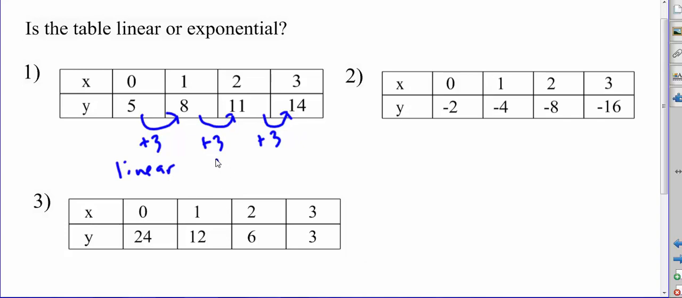We would say that we have a common difference of 3. I know it didn't ask that in the instructions, but I think it's good to think about that. Common difference of 3. All right, the second one.